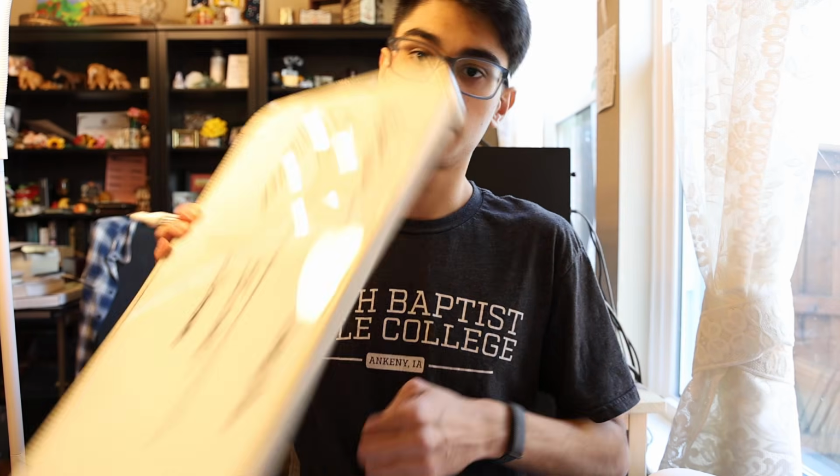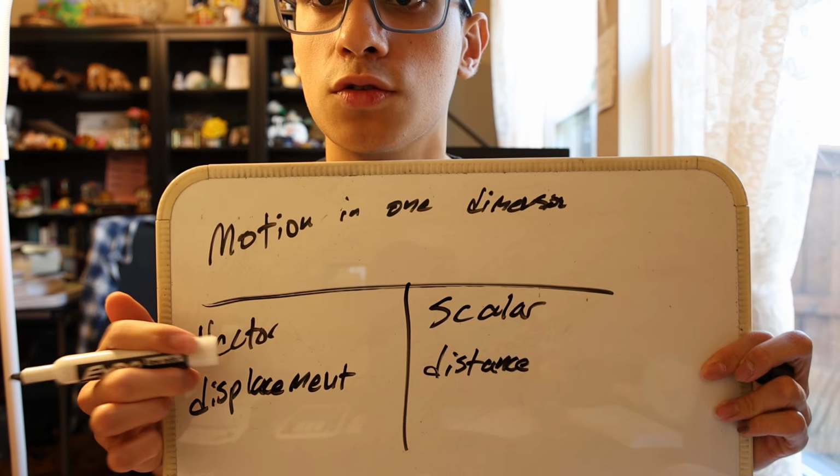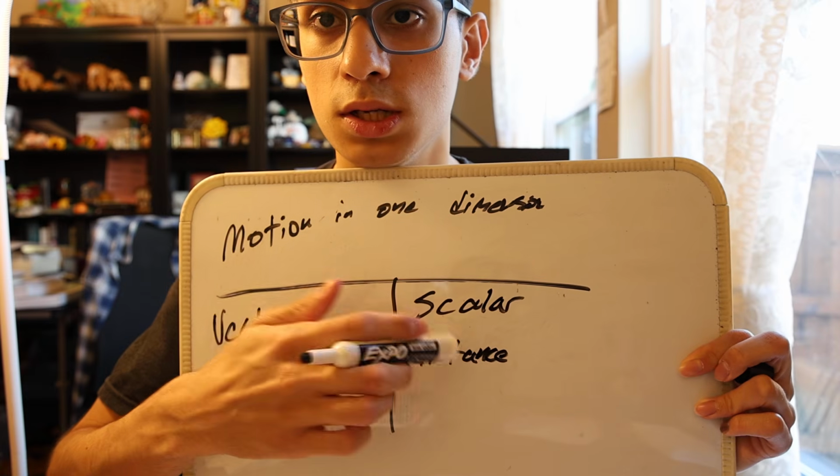The best way I could show this would be displacement versus distance. Displacement, which is the change in an object's position, is a vector quantity. The scalar equivalent would be distance. So you have vector and scalar, displacement and distance. Now that you understand that, or I hope you do, I can show you an example of this.